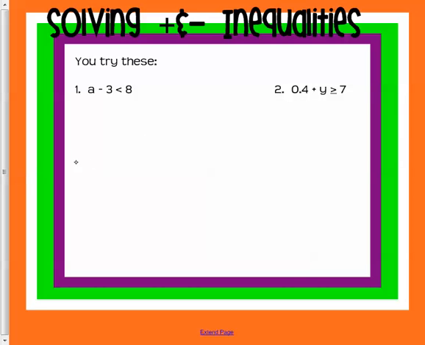Go ahead and try these 2, and I'll be back in just a second to show you what I did. You should be trying these in your notebook and then grading it with a red pen. So here's what I did.